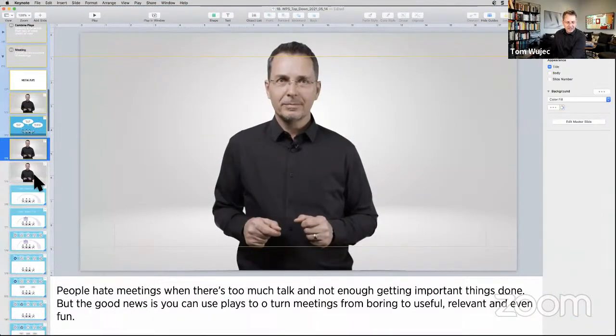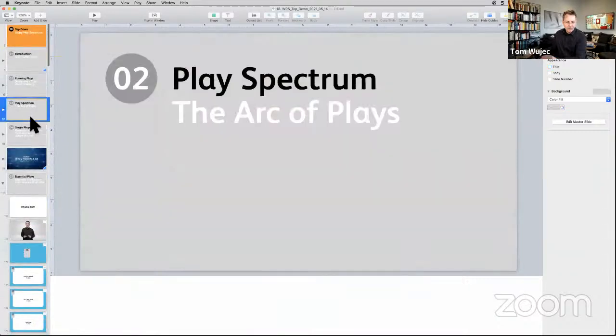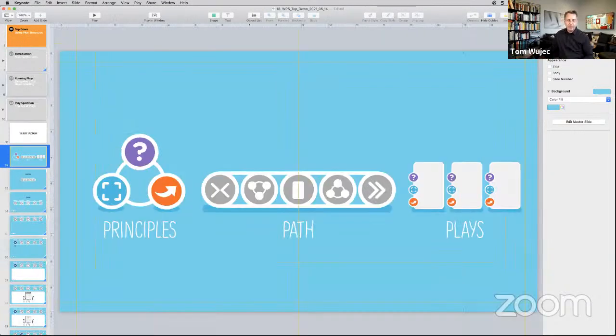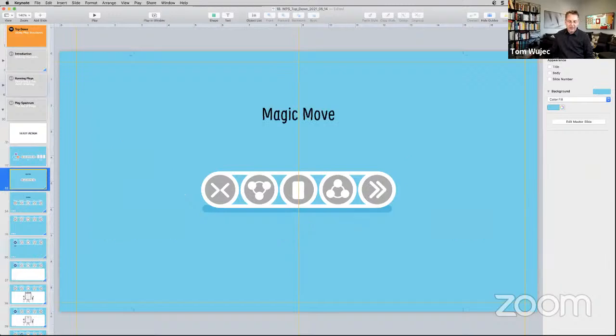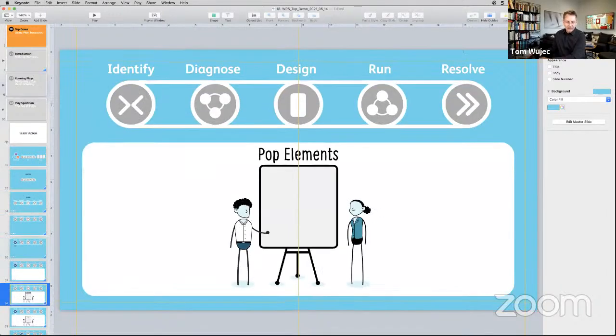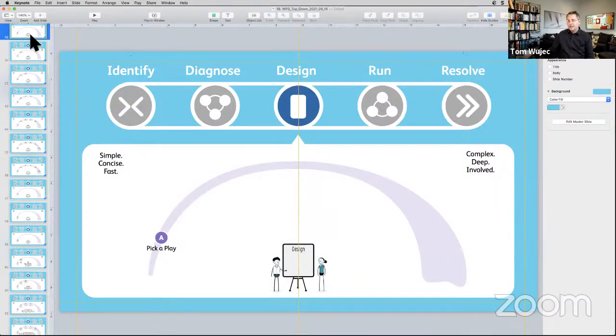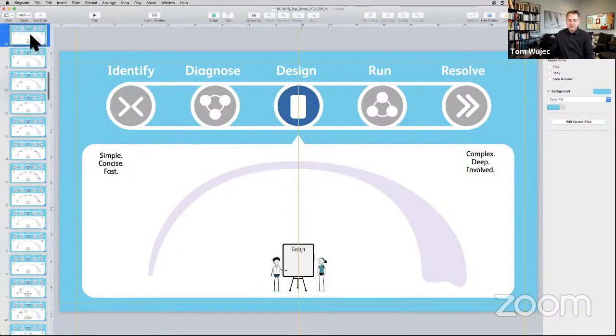But what's really interesting, I think, is that as we think about problems and the ways we can organize problems through the principles of visualization, among other things, the plays are the actions that we perform to make sense of them. We have a range of complexity of problems that range from simple, concise, and fast, where we have simple things that we can perform, to complex, deep, and involved. And how do you know if a problem is complex? The more you have to diagnose it, the more there are different types of tools that we can use.